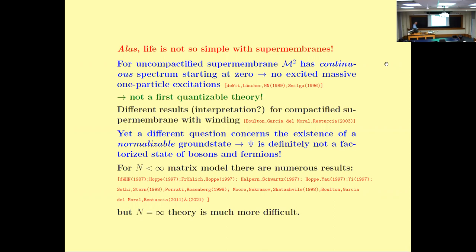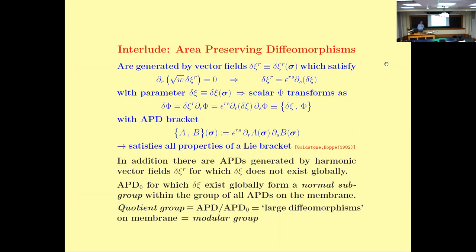Now, as I said, we want to reformulate the membrane theory as a gauge theory, a supersymmetric matrix model with the Yang-Mills gauge group that is the group of area preserving diffeomorphisms, or we'll just denote this by APD. Well, in two dimensions, we're just talking about the spatial diffeomorphisms, there are two.